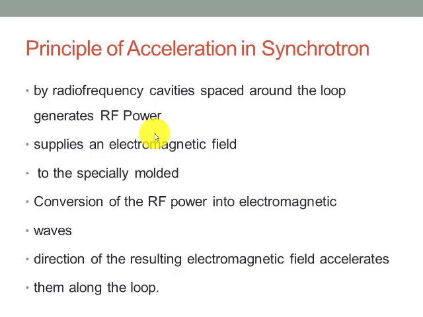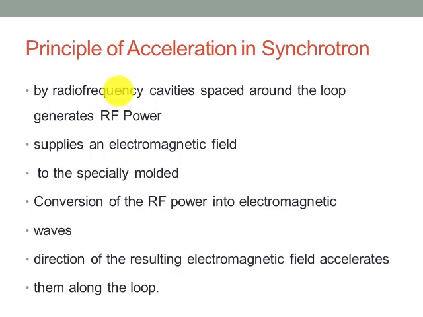The acceleration of the beam is handled by the radio frequency cavity space around the loop. A radio frequency power generator supplies an electromagnetic field to the specially shaped cavity that converts the radio frequency power into electromagnetic waves that become resonant and build up inside the cavity. When the charged particles enter the cavity, the force and direction of the resulting electromagnetic field will be in the same direction, and the particle will get acceleration.